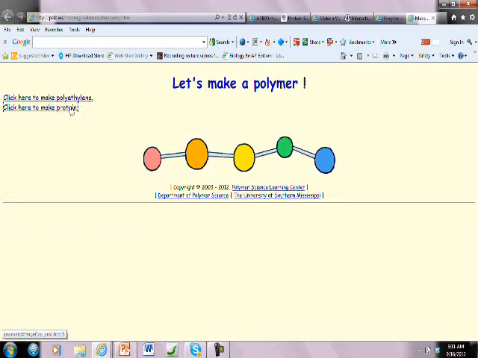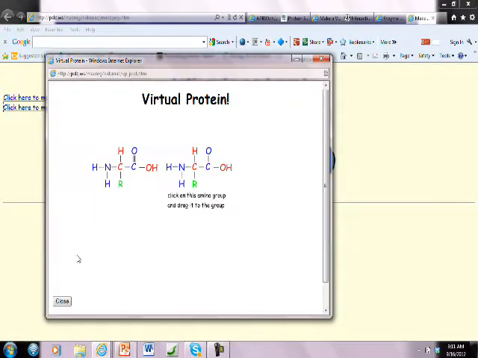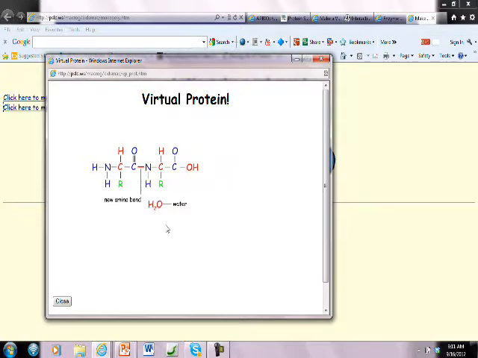So let's see how this is going to work. We're going to make a protein. Here's my amino acid number 1, here's my R group, here's my carboxyl group, and here's the amino group. We're going to take these 2 amino acids and join them by pulling out a water molecule and making a bond, hooking the 2 amino acids together. And we can make a very long chain doing that.